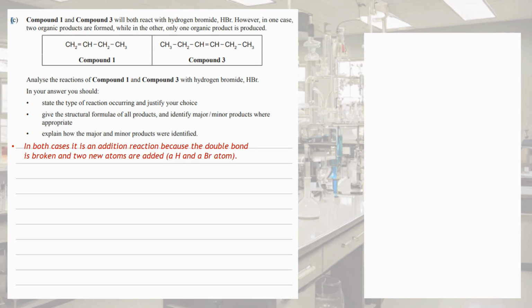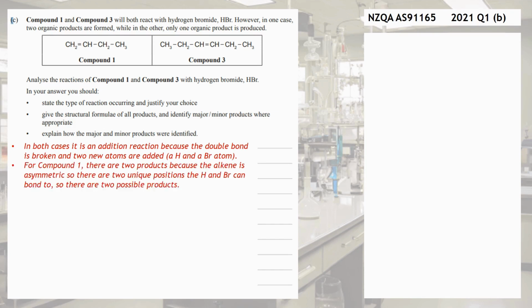So we would explain here that in compound 1, there are two products because the alkene is asymmetric. So there are two unique positions that H and Br can be added. It can be added to the first carbon or to the second carbon. So there are two possible products.